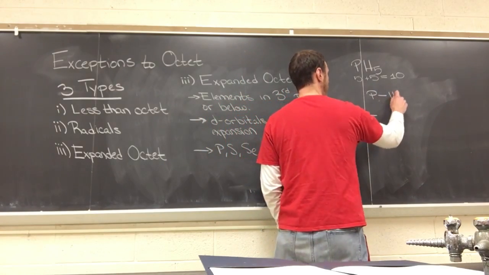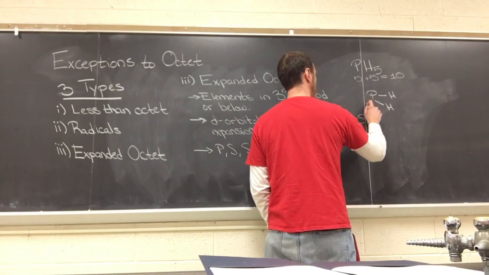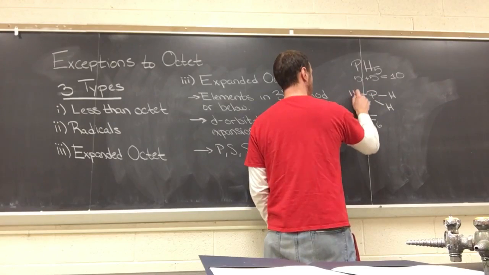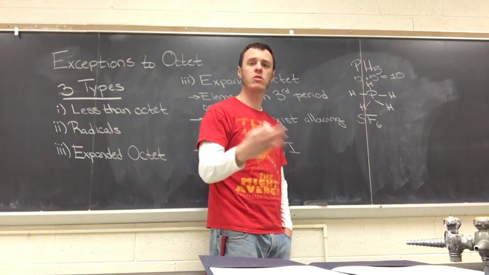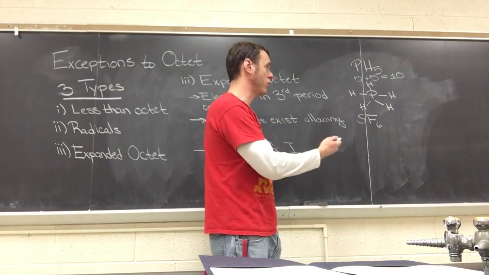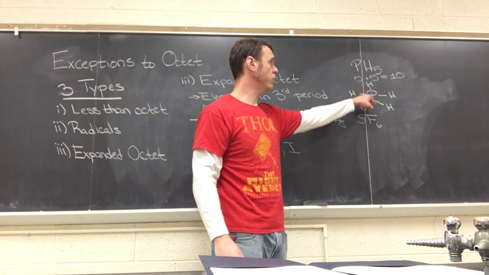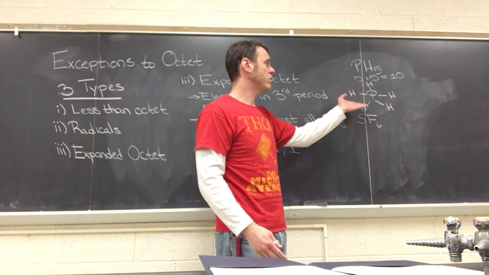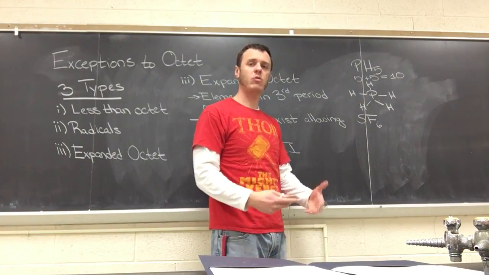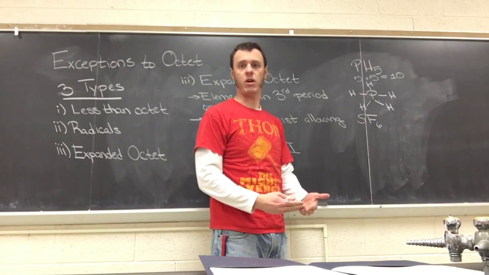And we get H, H, H, H, and H. Looks like a very happy person doing a jumping jack, like you're going to be after you understand this. So here we've used up all 10 of our electrons. Although this has more electrons than 8, that's okay because it is phosphorus, all right?